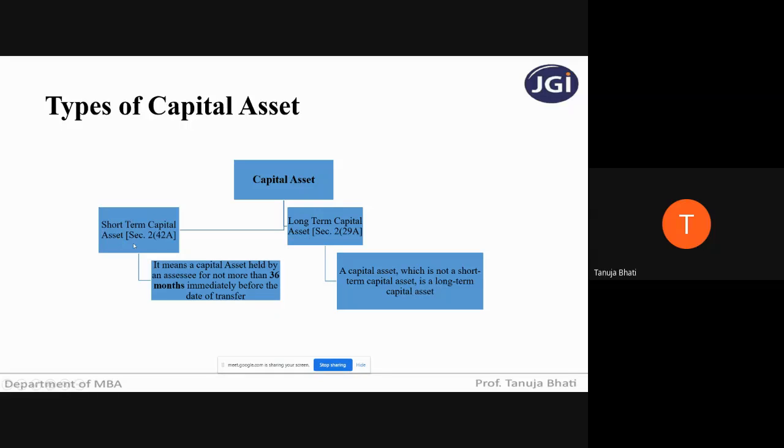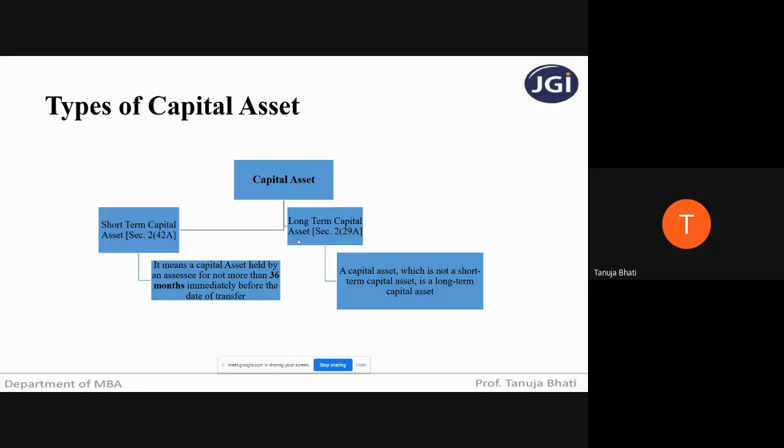So what is short-term capital asset? Let us read. It means a capital asset held by an assessee for not more than 36 months immediately before the date of transfer. So today, suppose you are selling a land, and you have held that land for, suppose, 24 months. So that becomes a short-term capital asset. That land is your short-term capital asset since you are not holding it for more than 36 months. But suppose you are holding that land for more than 36 months before the date of sale, then it becomes a long-term capital asset.